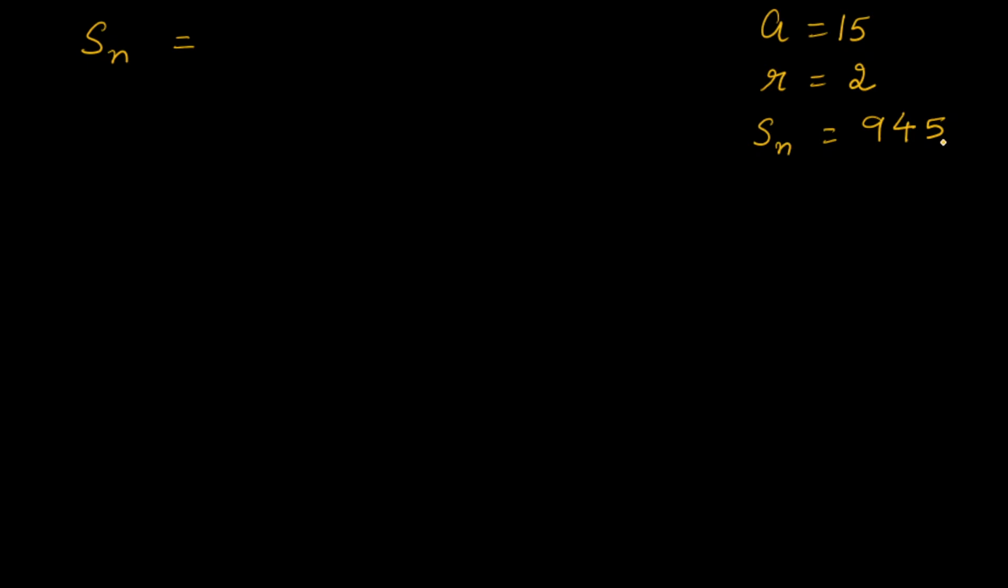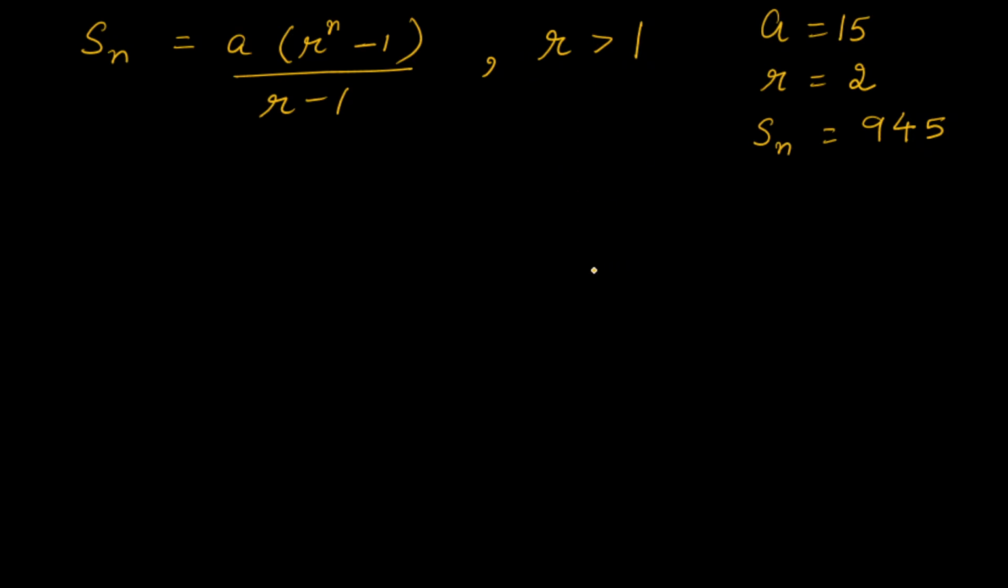Yes, so here R is greater than 1. So in this formula we have to use A into R to the power N minus 1 by R minus 1, and clearly you have to write this also along with the formula: here R is greater than 1. So this is only completing the formula.